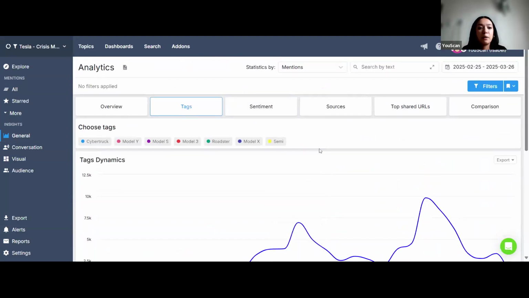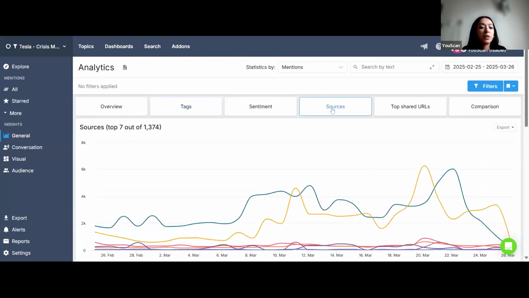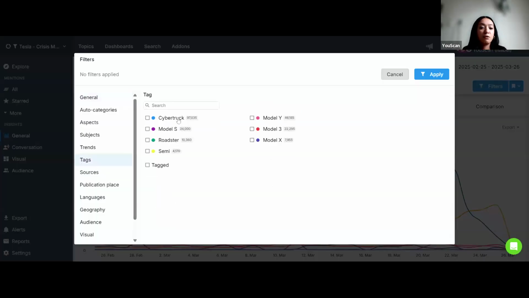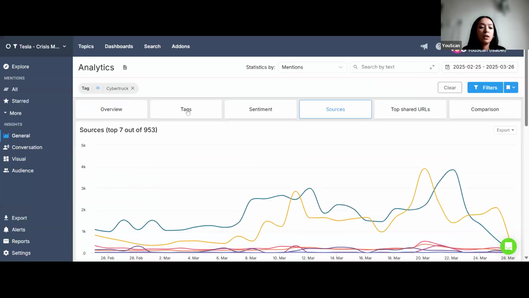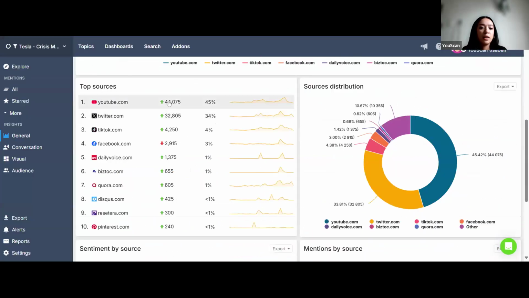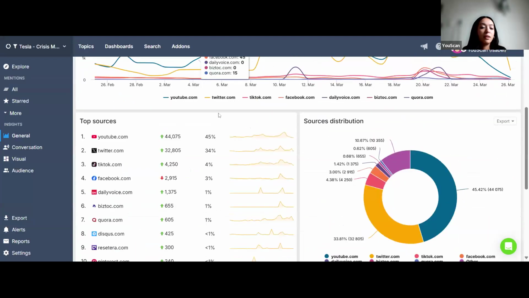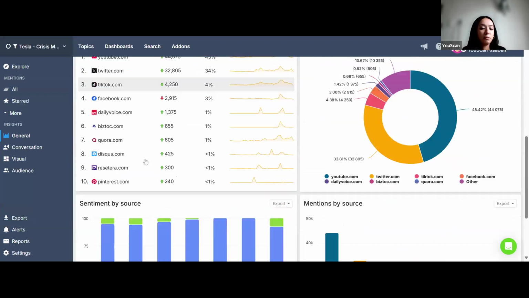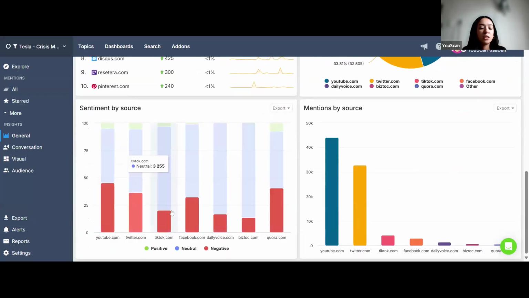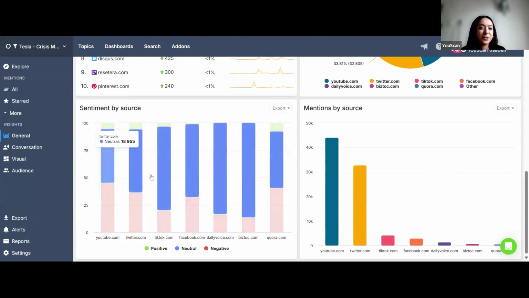I can understand, for example, what are the most popular sources for any specific car model. Okay, I understand that people are talking a lot about Cybertruck in the last 30 days, but where are these mentions coming from? I can go to filters, tags, filter only mentions related to Cybertruck, and have this distribution. I can see that the most popular sources talking about Cybertruck in the last 30 days are coming from these sources here. And I can have the distribution by sentiment, which is very interesting also.